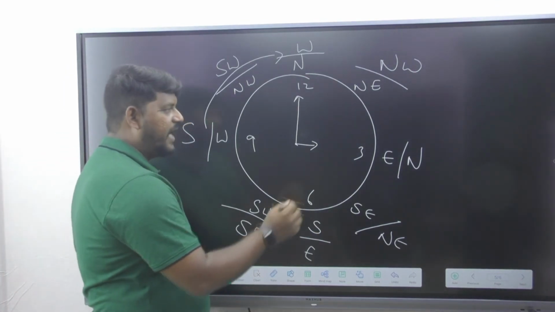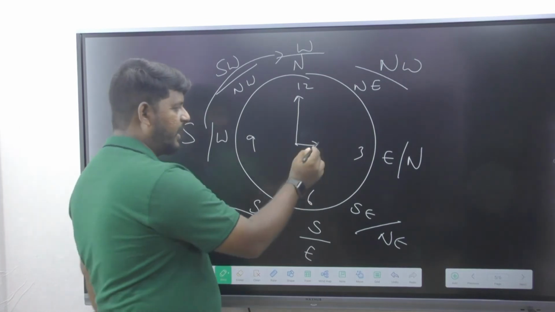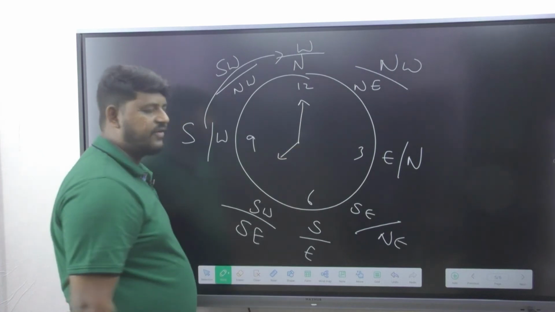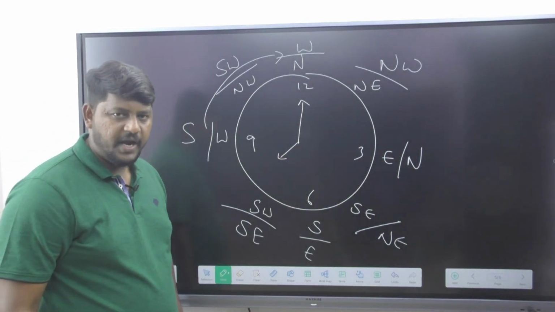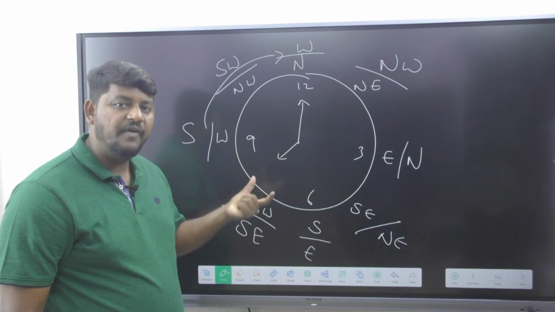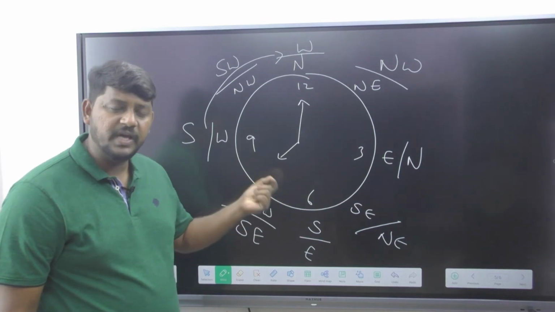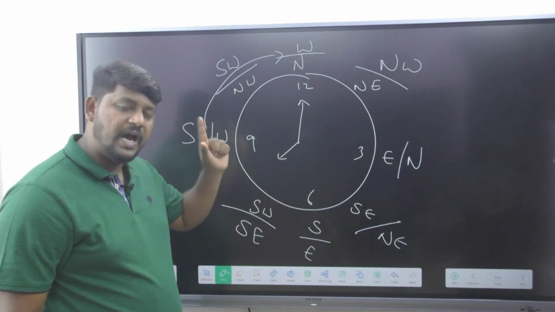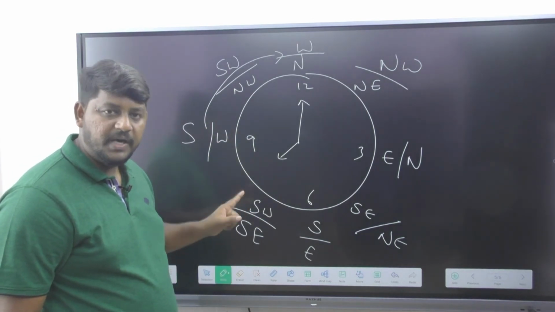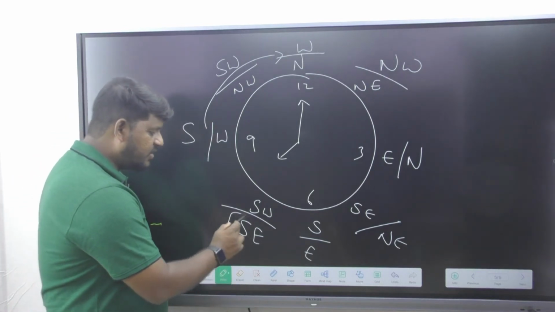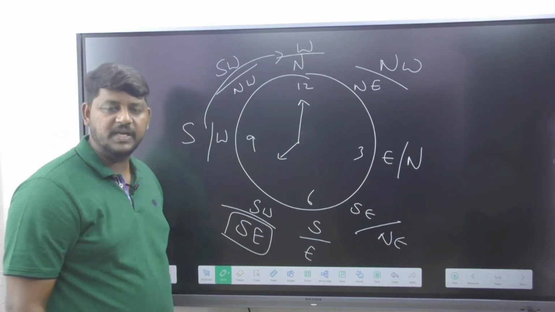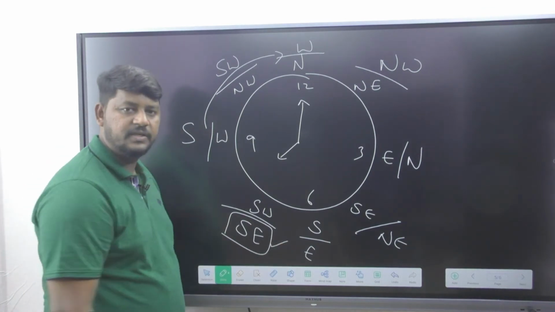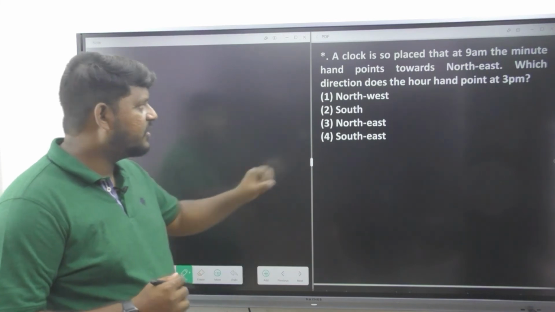Now the question says, for example, at 8 o'clock. 8 o'clock means the minute hand is going to be over here and the hour hand is going to be over here. Am I clear? Now the question says, where is the hour hand pointing? So based on the assumption only, you must consider your answer. At 8 o'clock the original answer is actually southwest, but you are supposed to understand your answer based on what? Obviously the assumption. So our answer became what? Southeast. Hope you understood this.